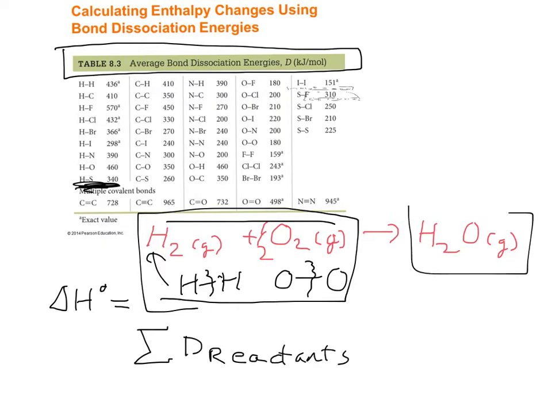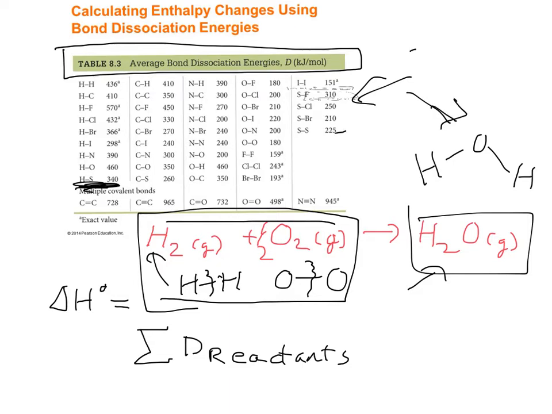On the product side, however, what's happening? Are we breaking oxygen-hydrogen bonds on the product side? No, we're forming them. We're doing the opposite of what the table's for, right? The table measures the energy it takes to break something. In our reaction, we're forming it. So mathematically, all these quantities have to be the opposite. So that's why, for bond dissociation energies, we subtract the products. I'll repeat all this again on the next slide.